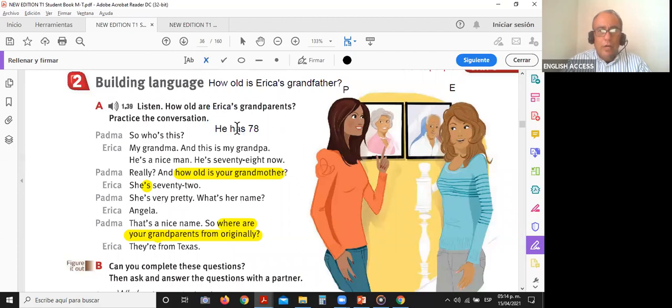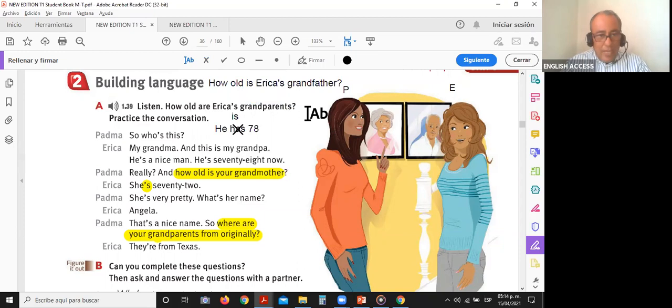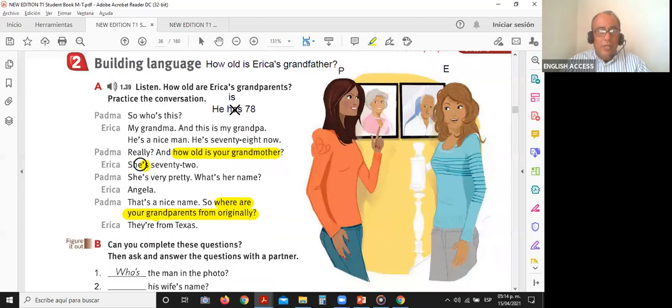We use the verb be. Okay? We use the verb be to say the age. So instead of saying has, we say he is. He is 78. That's why here's a contraction. So whenever you ask or say your age, you use the verb be. I am, you are, he is, she is, they are. Let's continue with the conversation. And it says, really? And how old is your grandmother? Again, the question, how? How old?